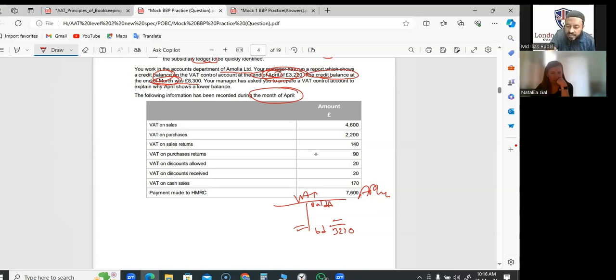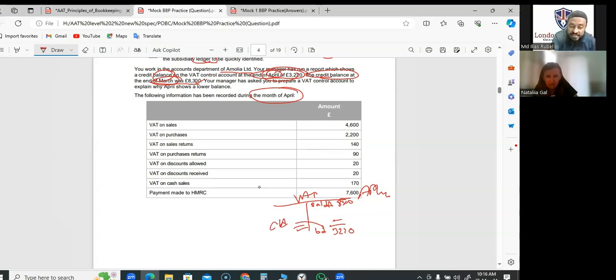8,300 is on this side because this is the April account. Anything coming from March is balance BD, the opening balance, and that's the credit side. Anything at the month end goes at the bottom, that's also the credit. So if it's balance BD here, balance CD should be there.